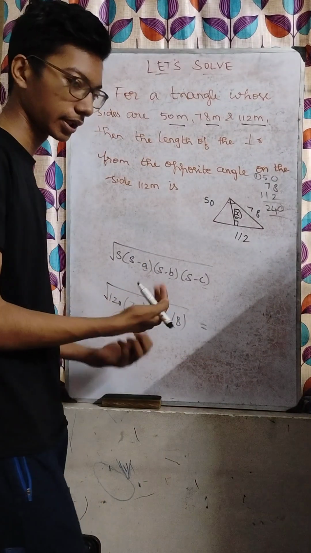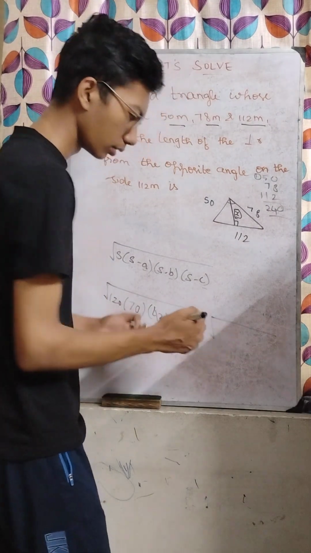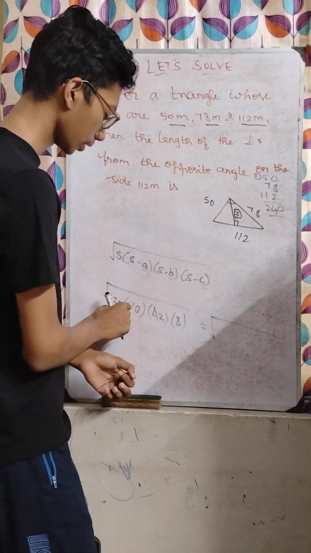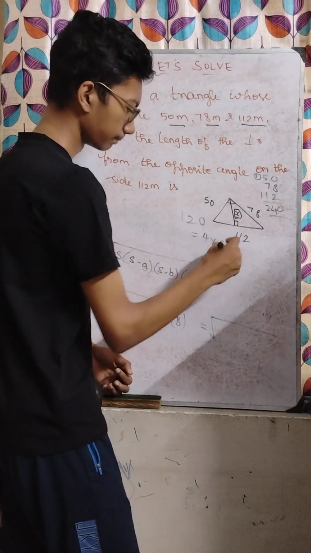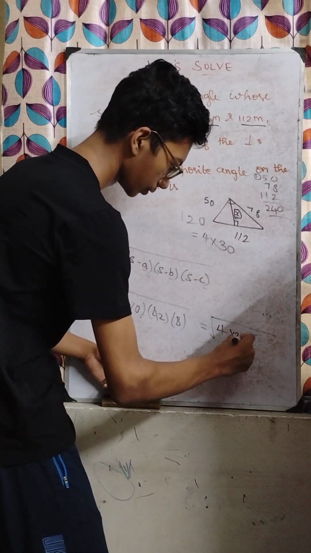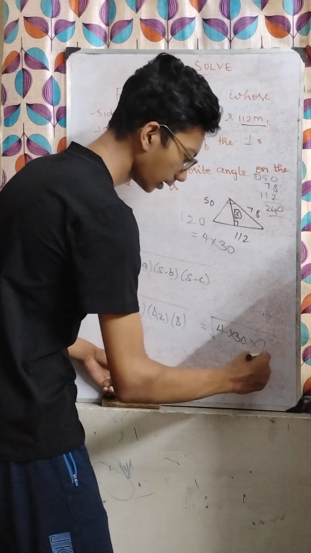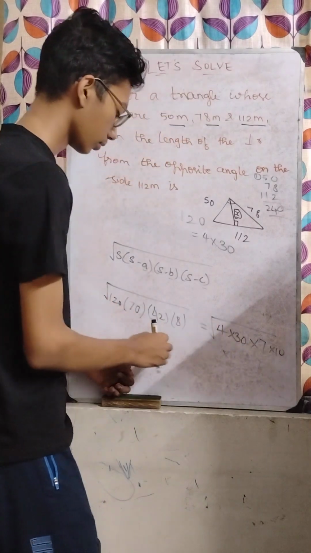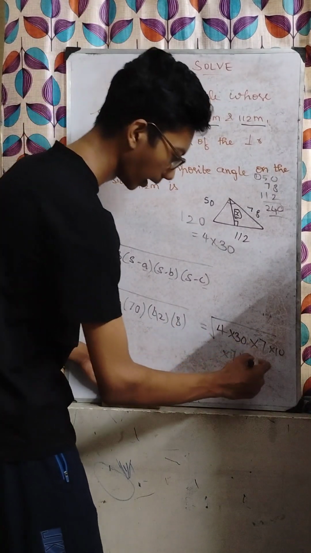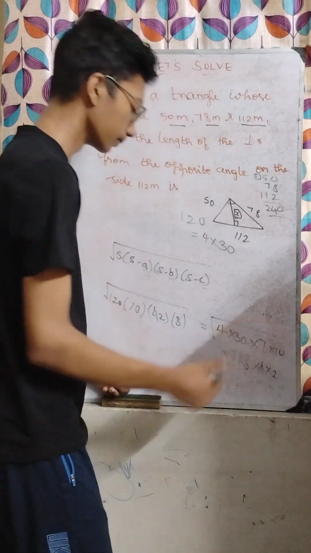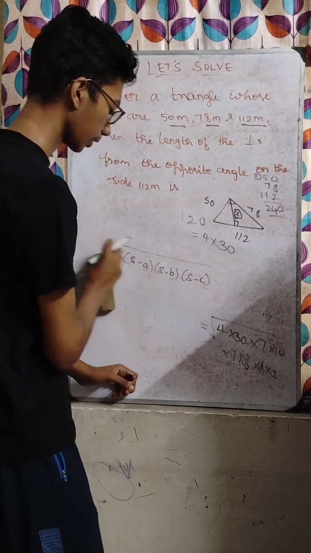We don't need to multiply and get the area. We can just get the square terms from this. 120 we can write as 4 times 30. 70 we'll write as 7 times 10. 42 we'll write as 7 times 6. 8 we'll write as 4 times 2. So this is how we'll write, and if we write like this, then we can get the square terms.